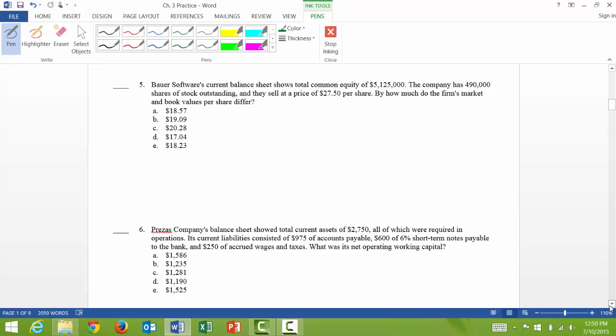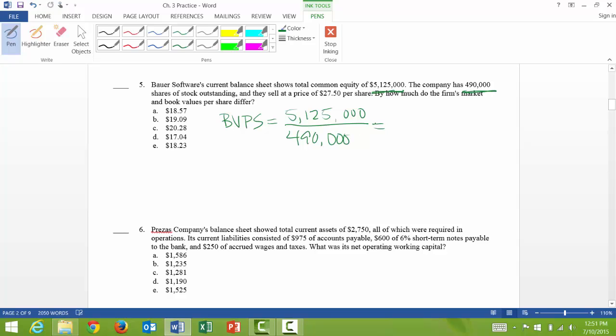Well, we just need to take the difference between the market price per share and the book price per share. So usually this is denoted book value per share, and it would just be what's on the balance sheet for common equity. And it said that it was 5.125 million. So I'll just put it in millions. And then divide it by the number of shares outstanding. It says it has 490,000 shares.